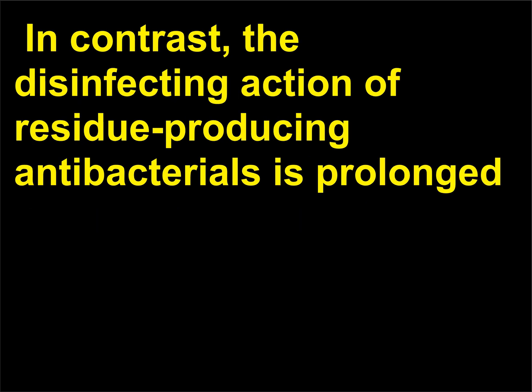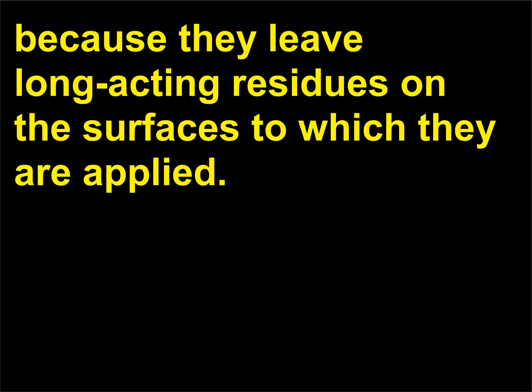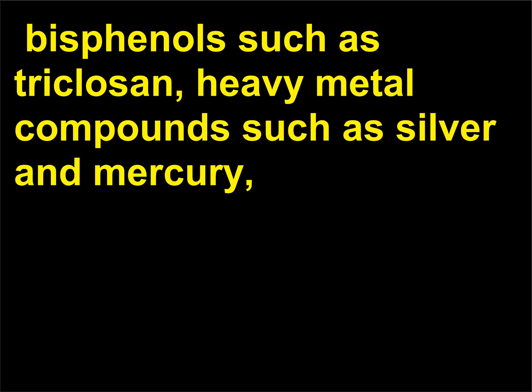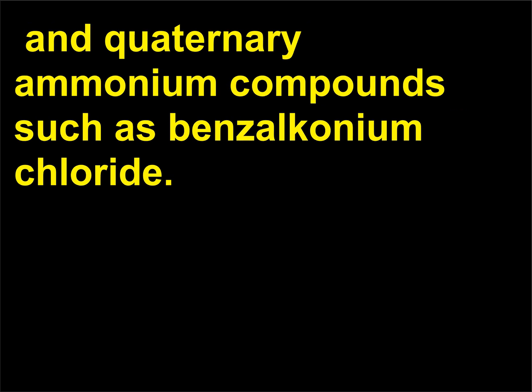In contrast, the disinfecting action of residue-producing antibacterials is prolonged because they leave long-acting residues on the surfaces to which they are applied. Examples of residue-producing antibacterials are anilides such as trichlocarban, bisphenols such as triclosan, heavy metal compounds such as silver and mercury, and quaternary ammonium compounds such as benzalkonium chloride.